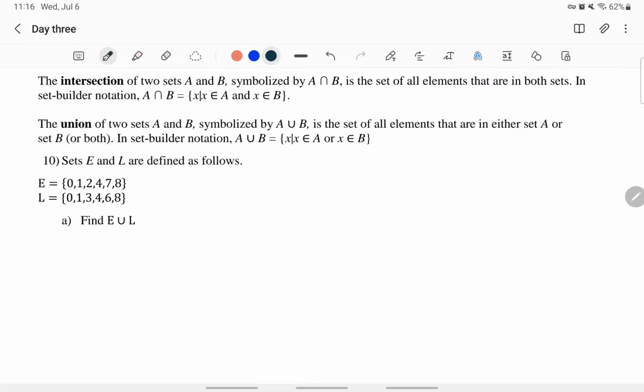So in this video, we're going to look at questions 10 and 11 to work the union and the intersection, and then we'll throw in some complements along the way. All right, number 10, pretty straightforward. Set E and set L are defined as follows. E is the set of 0, 1, 2, 4, 7, and 8. L is the set of 0, 1, 3, 4, 6, and 8. Find the set of E union L.